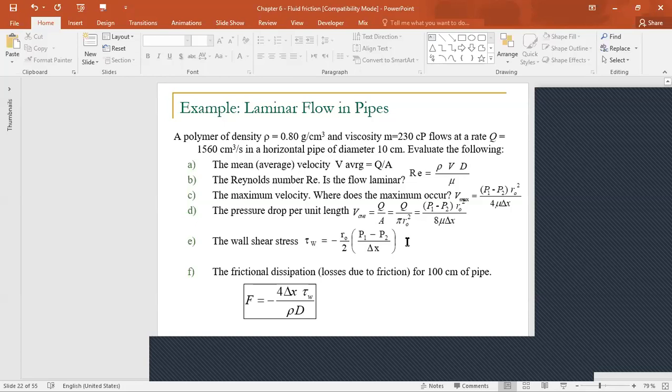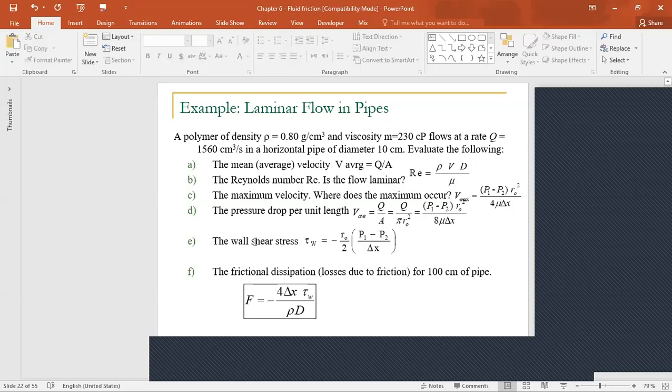The second thing, is the flow laminar? Of course, the Reynolds number again is rho times V times D over mu, where V is the V average here. And he's asking also for the maximum velocity. Notice here that we should have a laminar flow in order to be able to get the maximum velocity. If this flow is not laminar, I mean turbulent or transition, then you can't actually use this formula to calculate the maximum velocity.